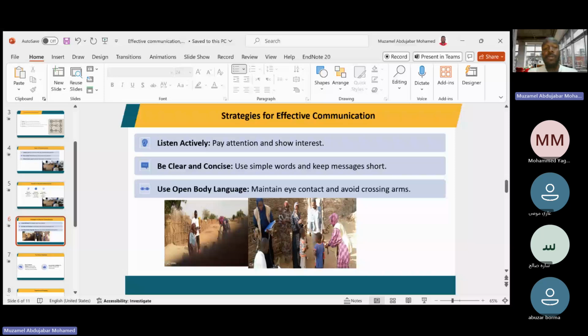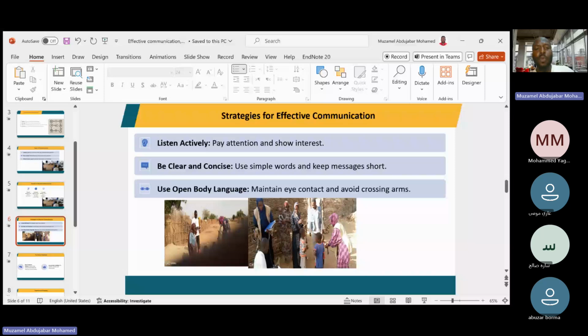One of the strategies is to listen actively. That means when someone, a community leader or any person, speaks to you, you have to listen. You can wait and listen to what they say to understand their message. This makes the communication more effective.